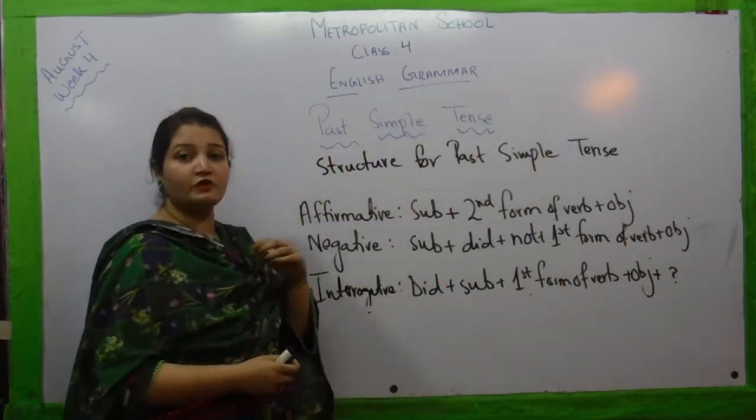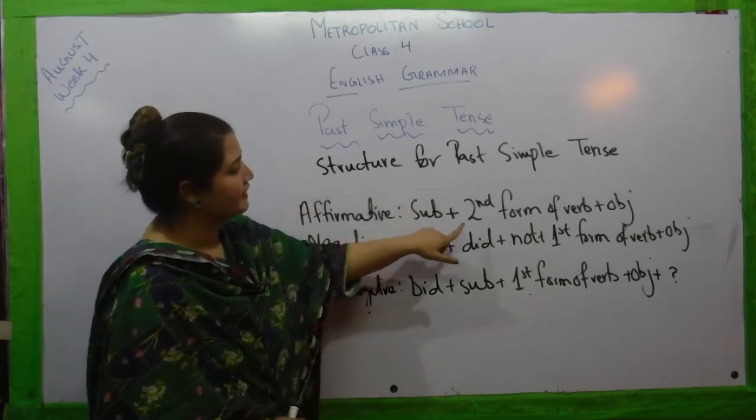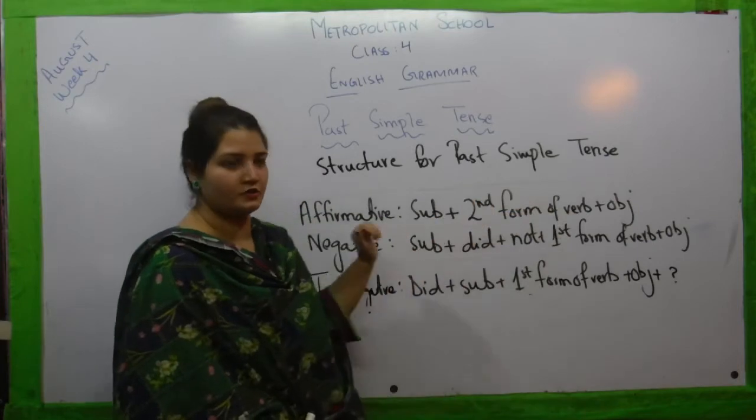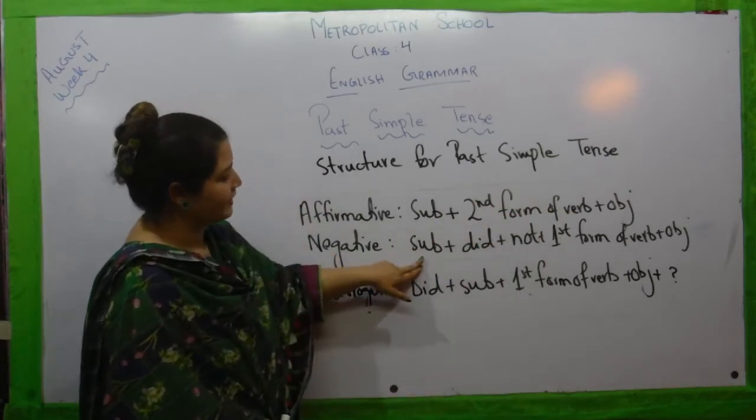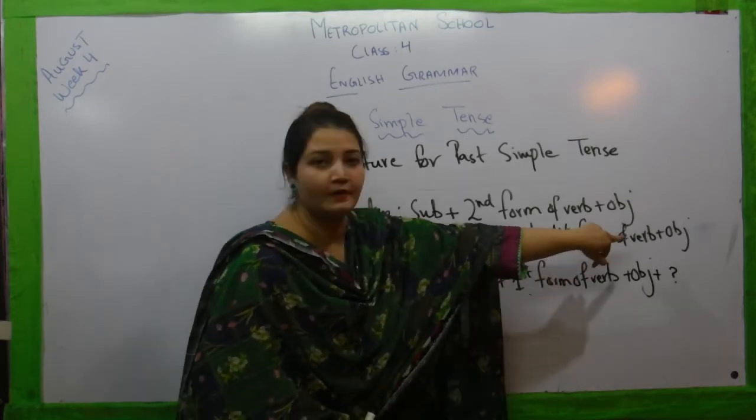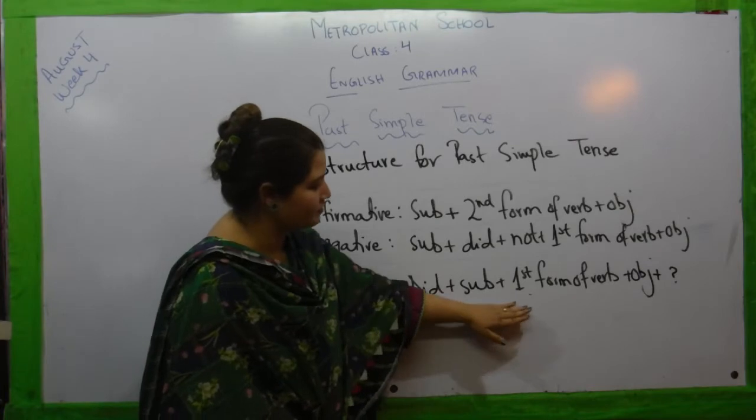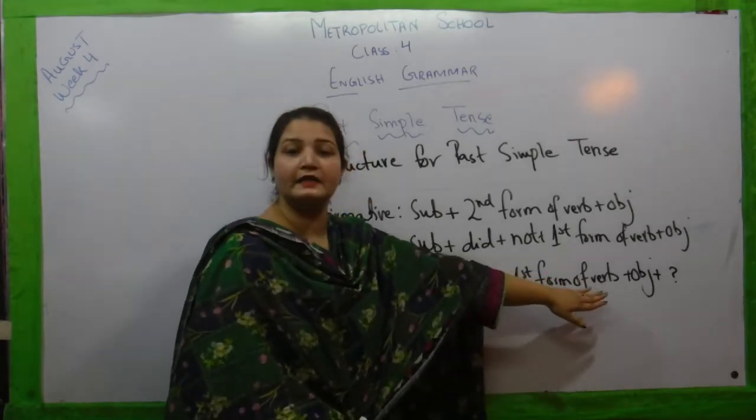Now let's repeat the structure once again. Affirmative, subject plus second form of verb plus object. For negative, subject plus did plus not plus first form of verb plus object. Interrogative, did plus subject plus first form of verb and then object.